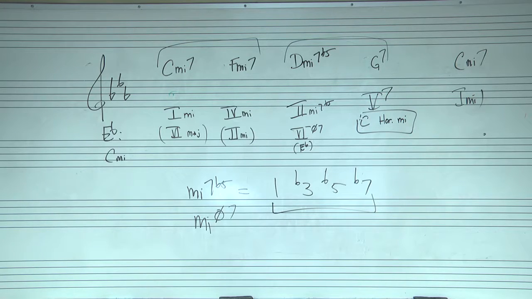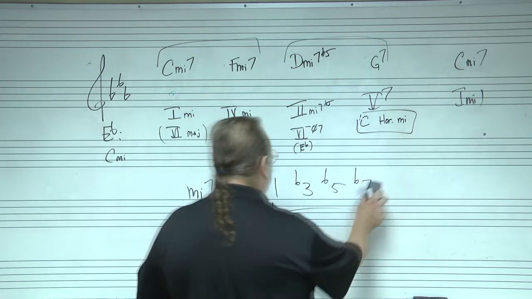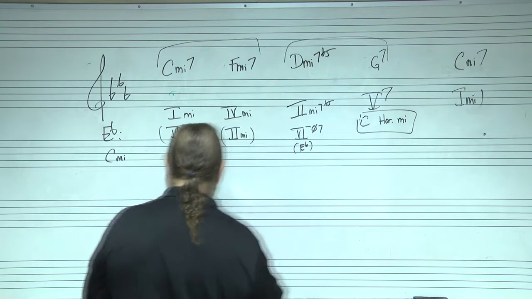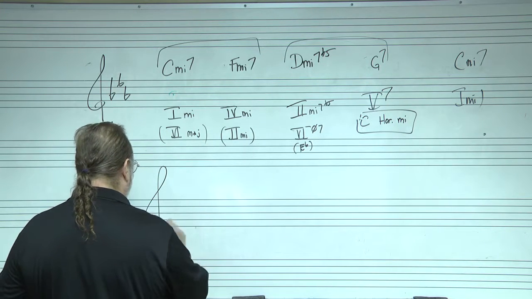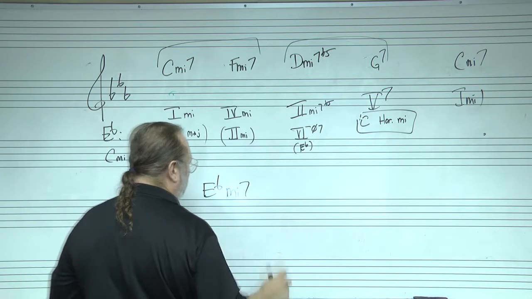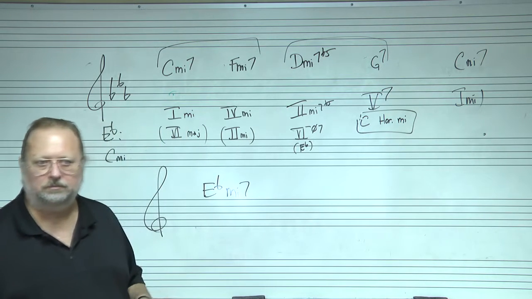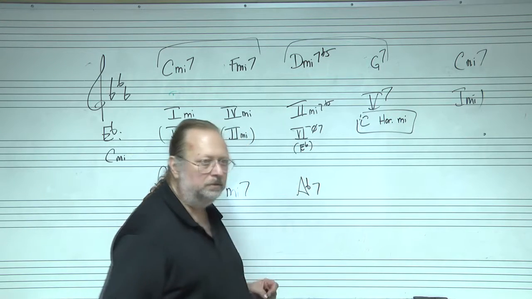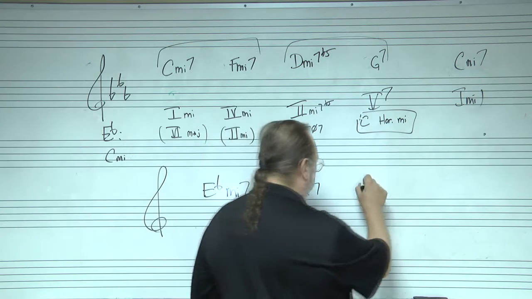Okay, so E flat minor 7, then what? A flat, but he goes into F minor, right? Well, let's take a look. What's after E flat minor 7? A flat 7. Then what? D flat major 7.